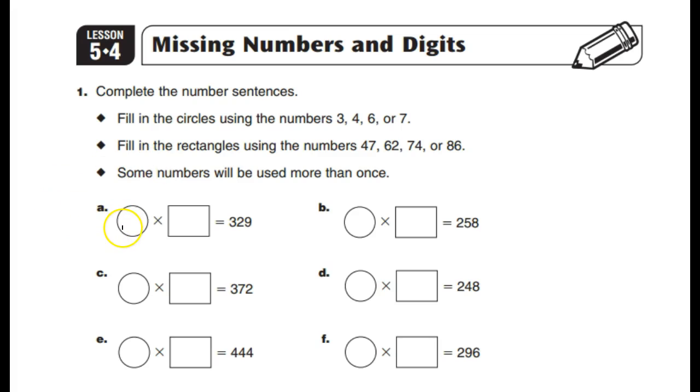So it says that one of the circle numbers, one of the single digit numbers, times one of those double digit numbers is going to be 329. Now what we could do is try out every single number. 3 times 47, 3 times 62, 3 times 74, 3 times 86. But that would take an awful long time. So we could use a couple different strategies to help narrow it down.